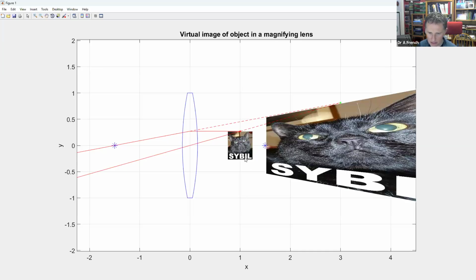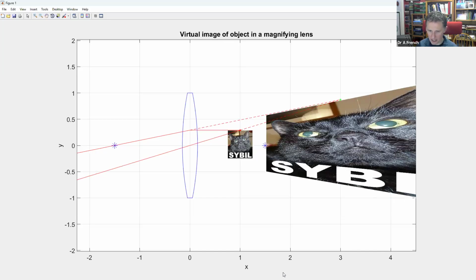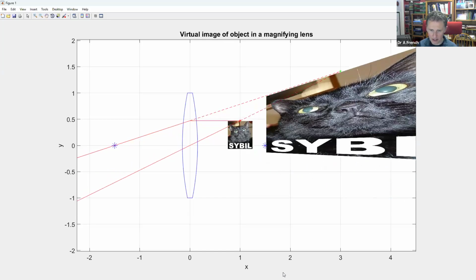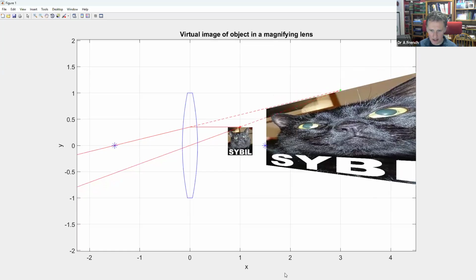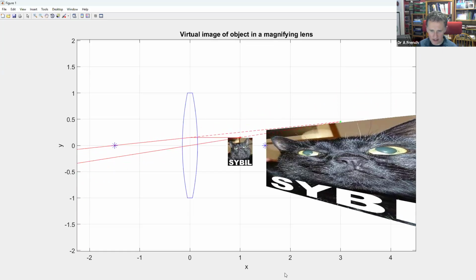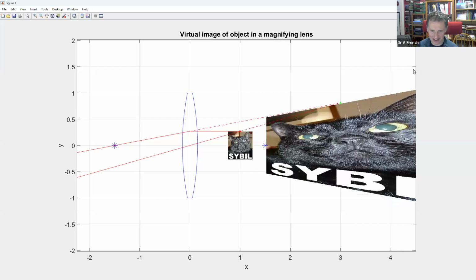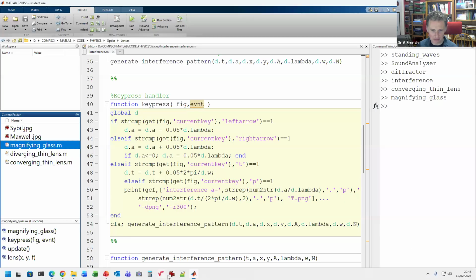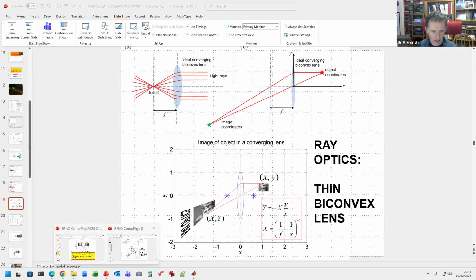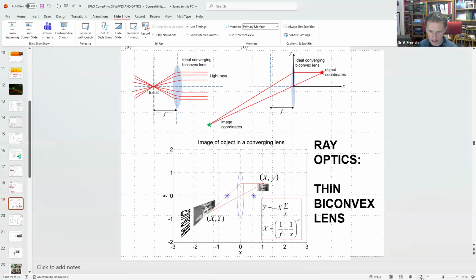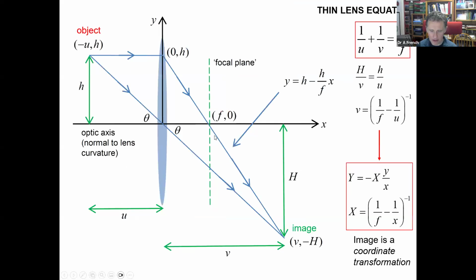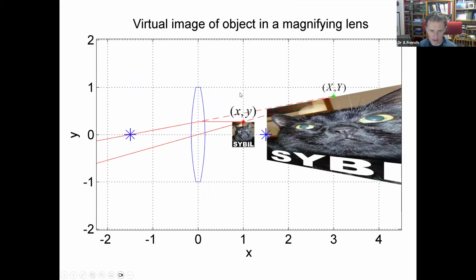So we do the same thing for every pixel of Sybil the cat, and we end up with an enormous beast, which, well, I hope you like cats. Anyway, there we are. So that's the virtual image, the apparent source of light. So we can think about these things as a transformation, which I think is quite nice. So if we do that with a biconvex lens, there we go, there's my magnifying glass.